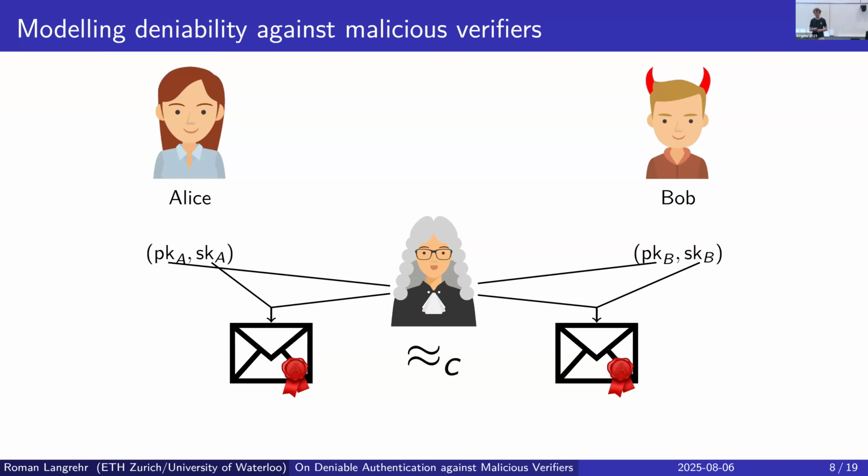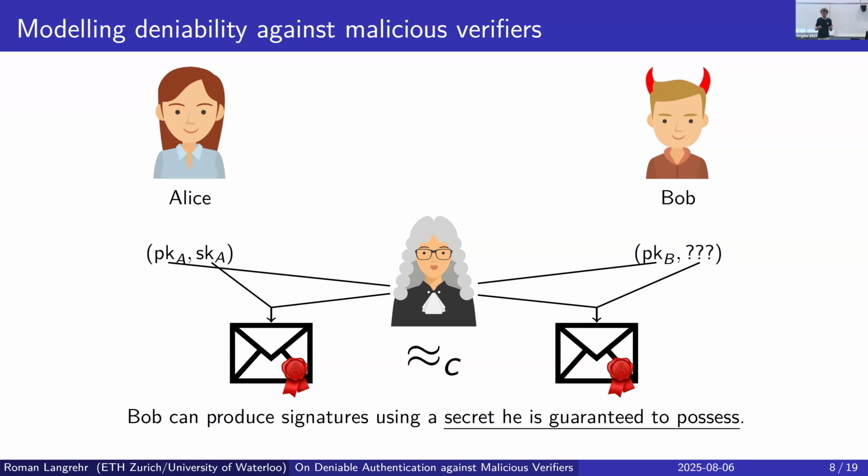Okay, so let me start with the model. So recall this was the existing model for designated verifier signatures. But if we want to assume that Bob is malicious, we cannot assume that there's a secret key for Bob, because he might generate his public key in such a way that there is no secret key.